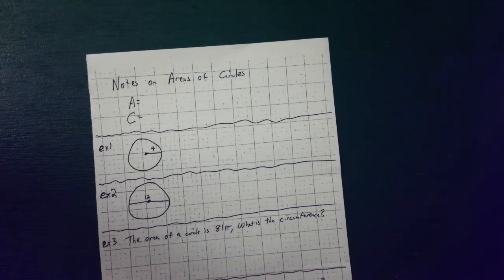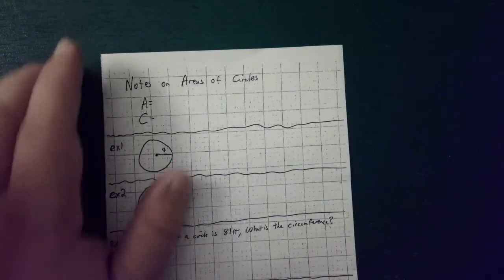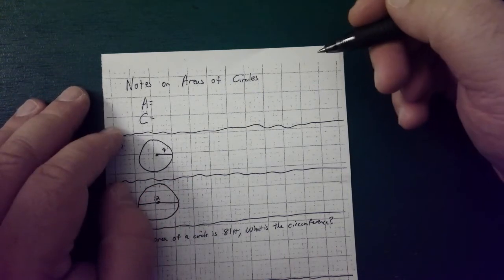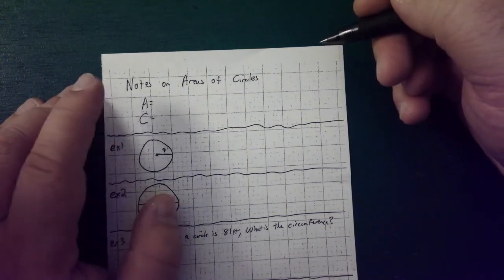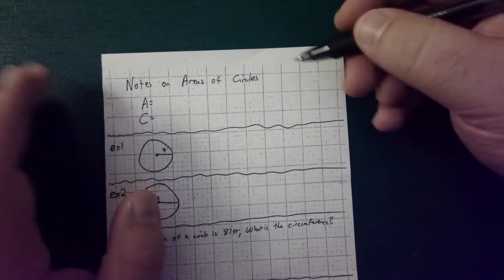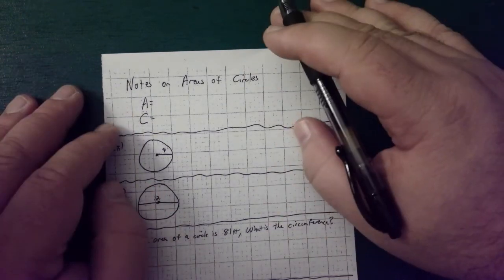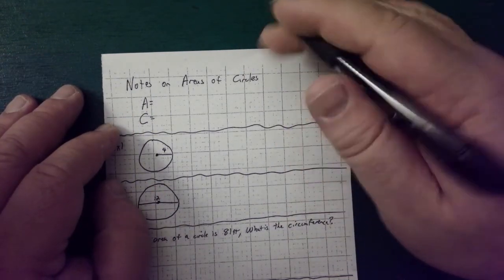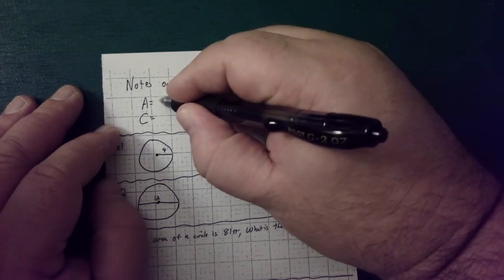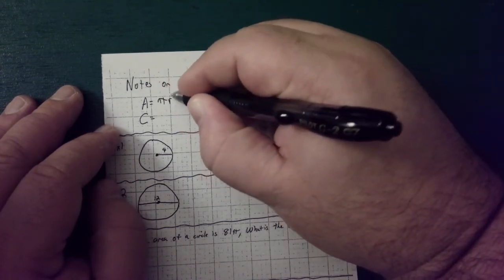Hey, ladies and gentlemen. So today we're going to talk about areas of circles. Area of a circle is something that a lot of people stress about because they've dealt with it before. Area of a circle is pi r squared.